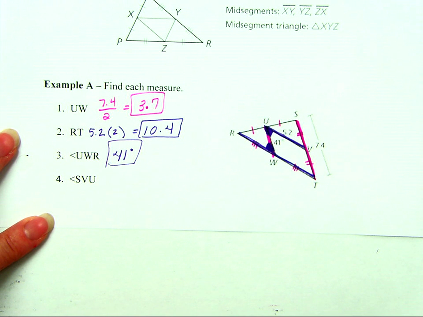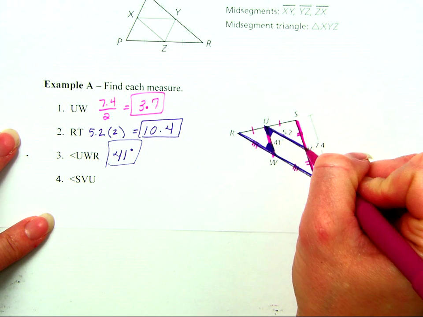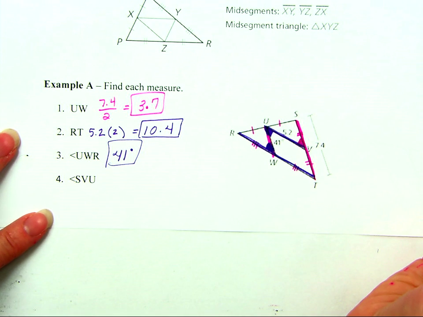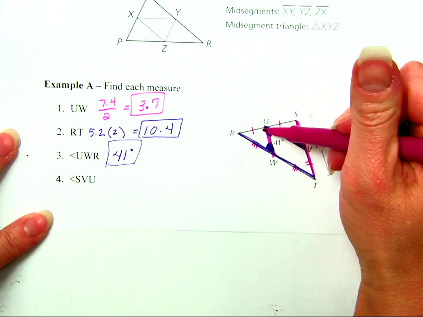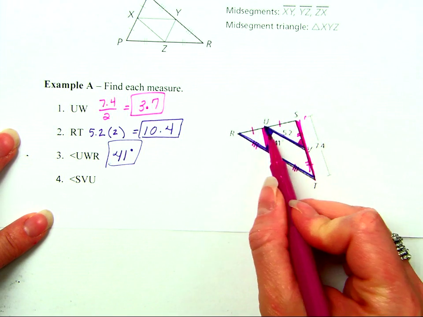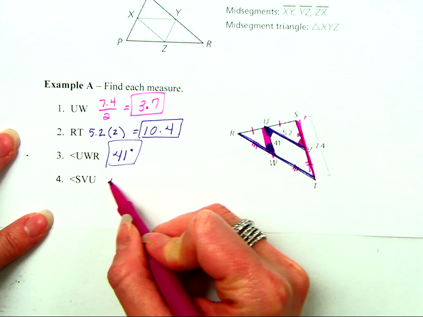Number 4, they're asking me for the measure of angle SVU. Angle SVU is right in here. Well, again, my parallel lines, I do have some angle pairs. My pink line here, parallel here. This is going to be alternate interior still with 41 degrees.